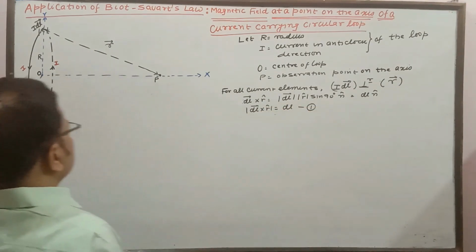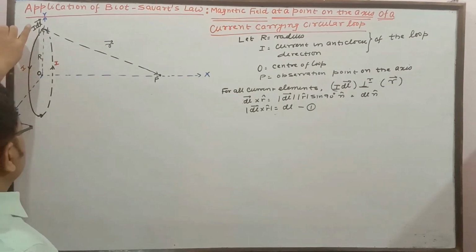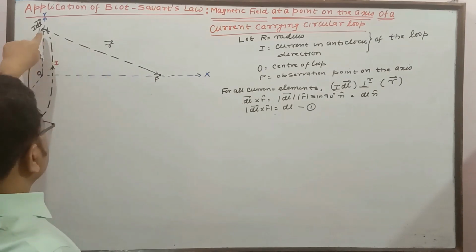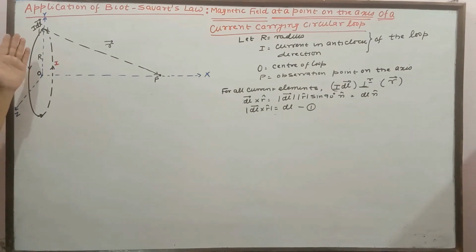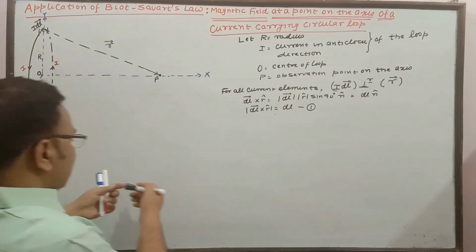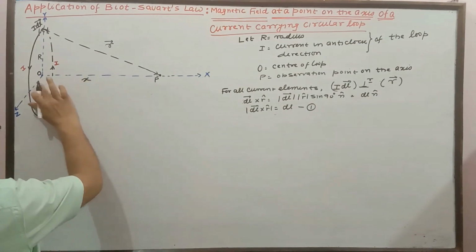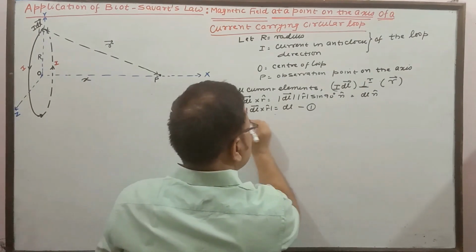One more thing is to visualize that these two are perpendicular. This particular loop is in the YZ plane, and this r vector is in the XY plane, and the XY plane and YZ plane are perpendicular. So we can say this dl and r vector are perpendicular. Now, if the distance from O to P is x, then OP is equal to x.